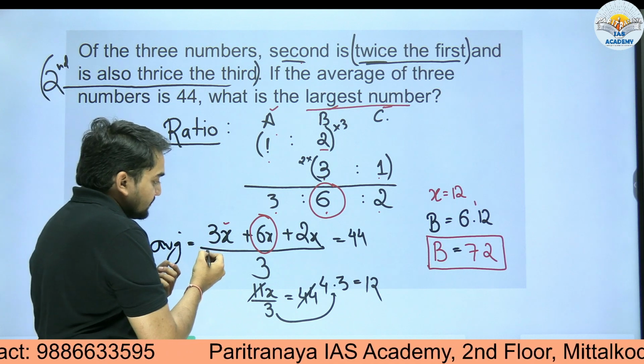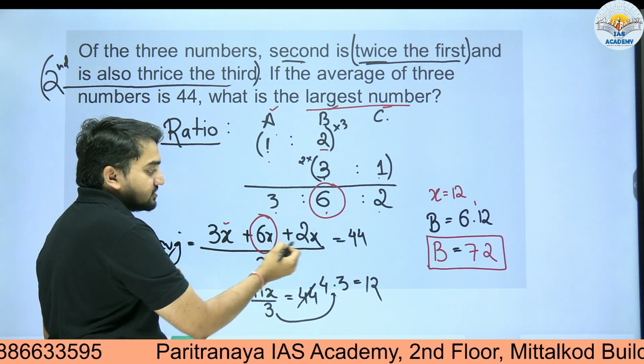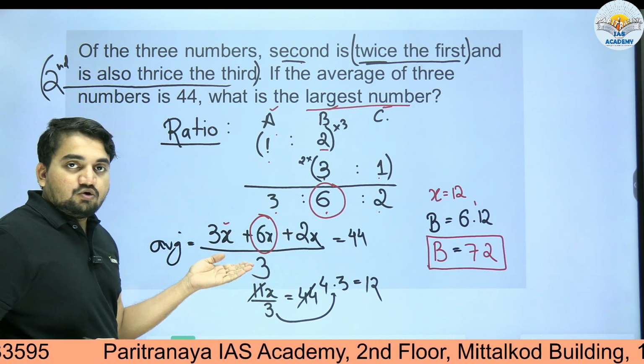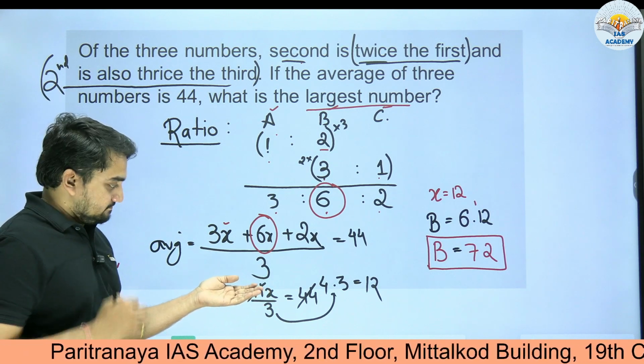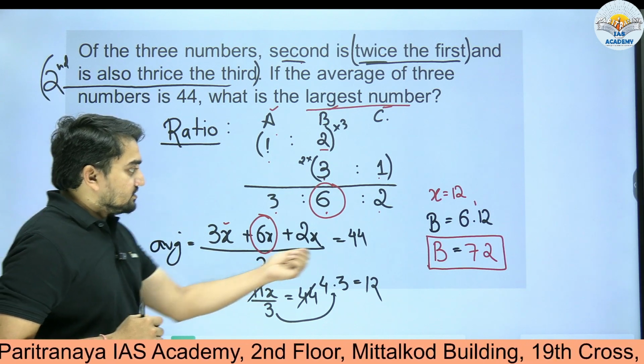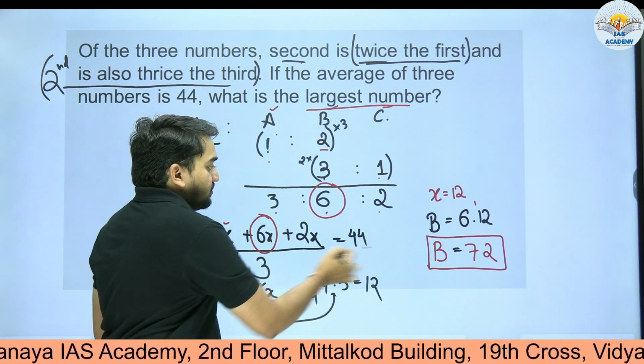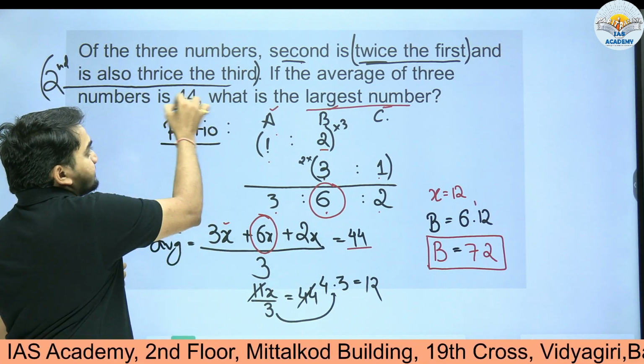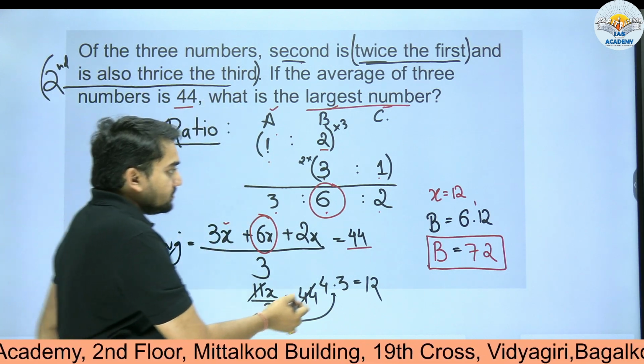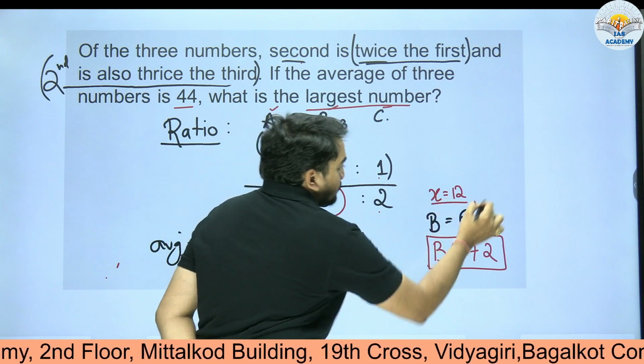Sum of the observations is 3x plus 6x plus 2x, whole divided by the number of observations, that is 3. That is equal to the given number 44. Fine. If you solve for it, we will get x is equal to 12.